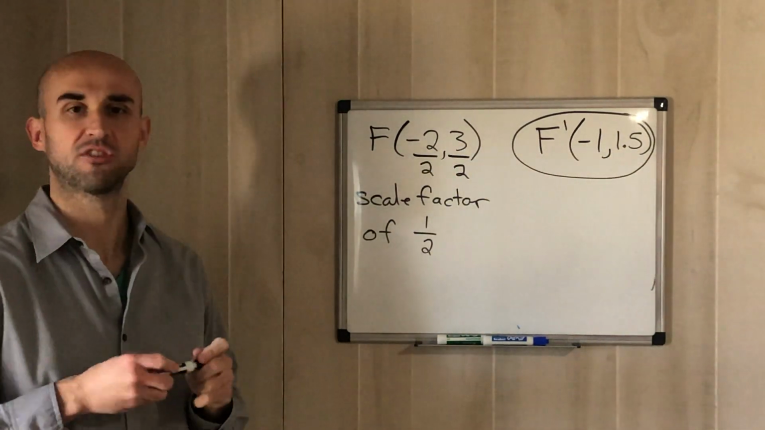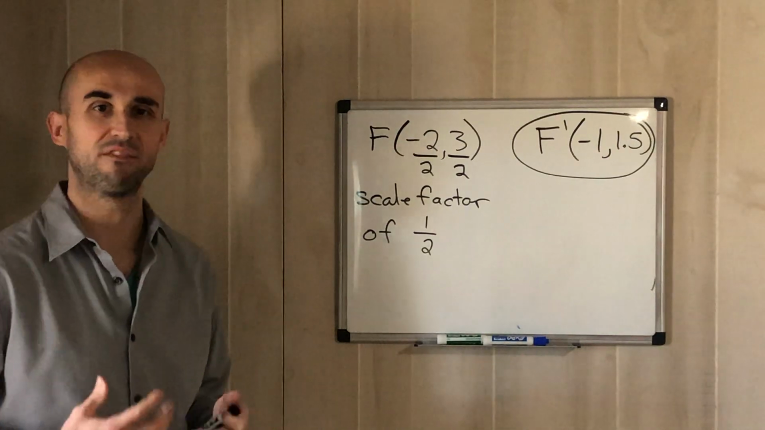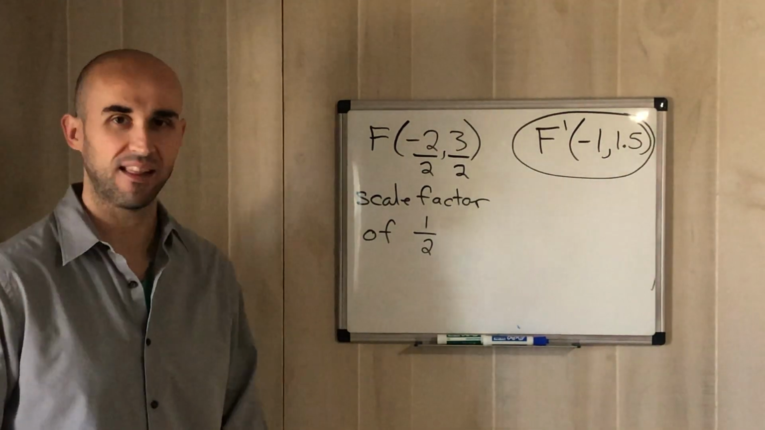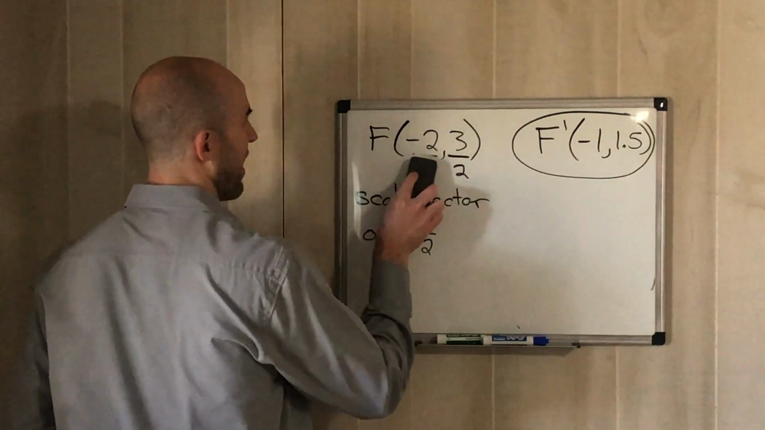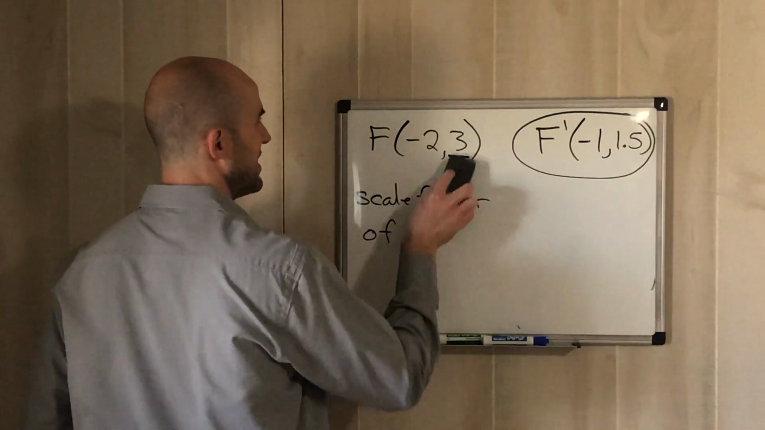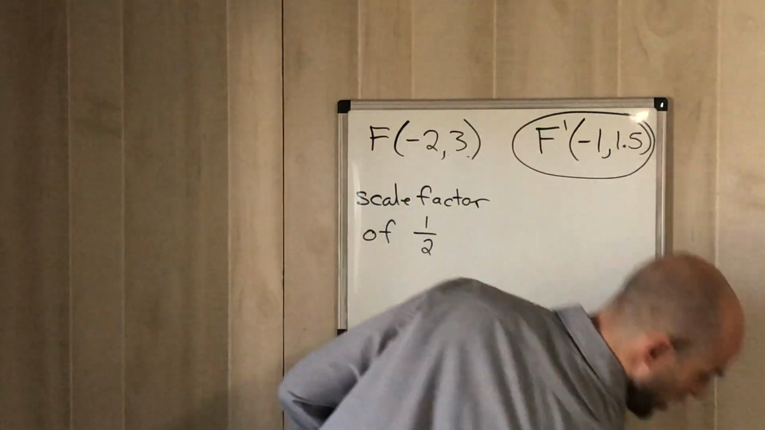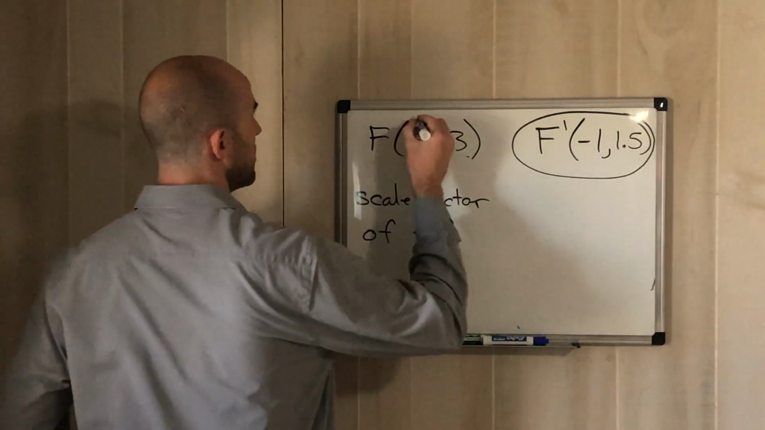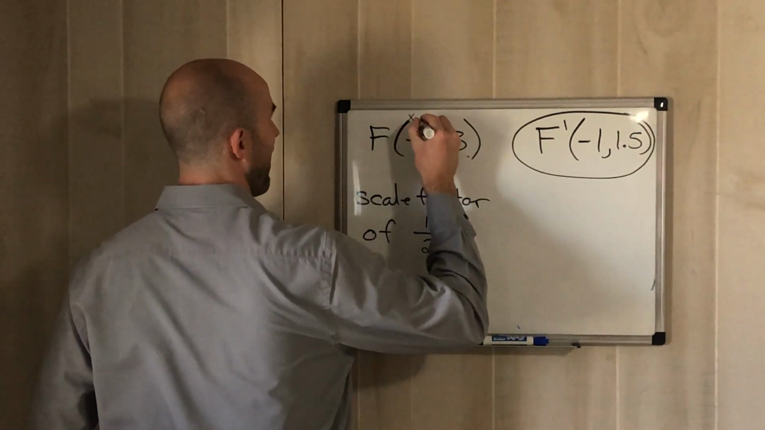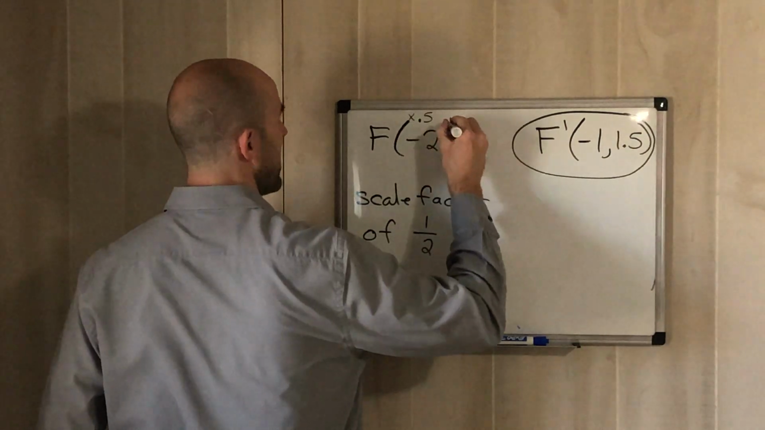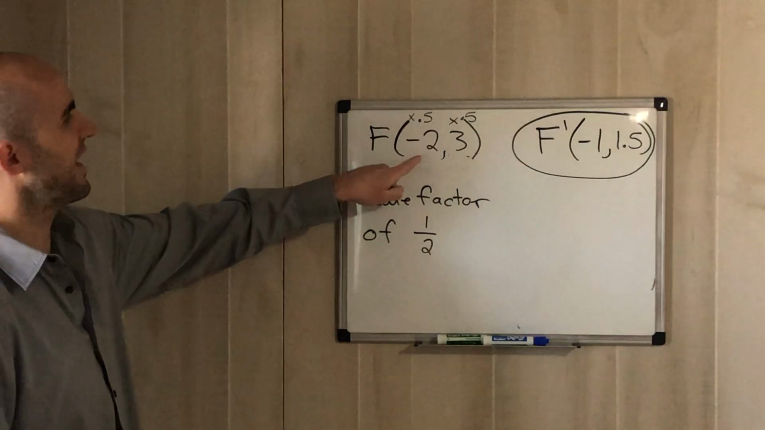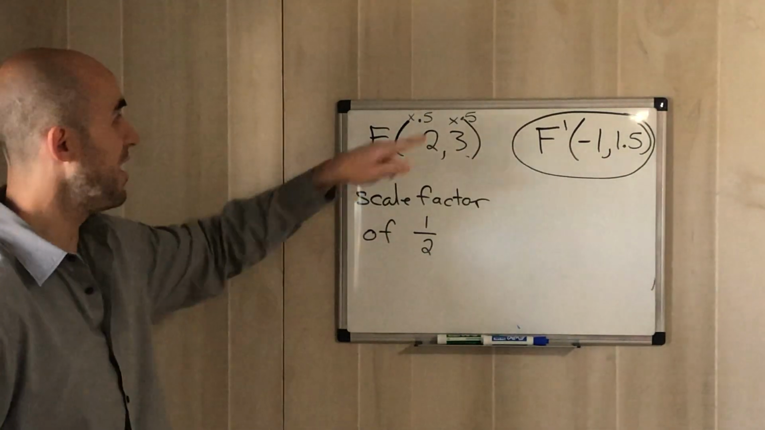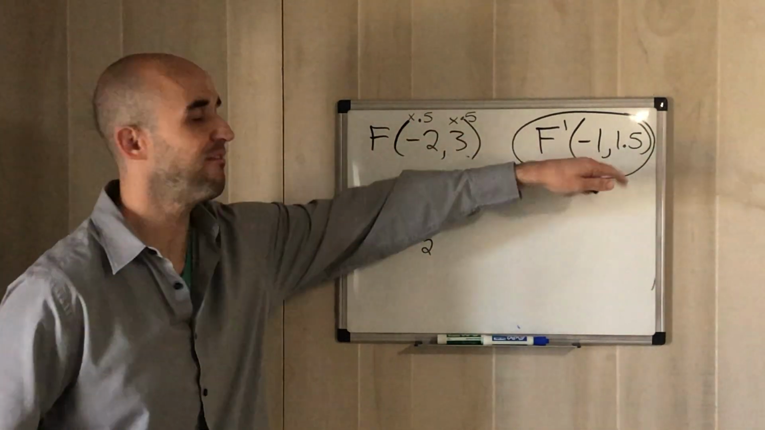And that's how you calculate the coordinates of the image when it's undergoing a dilation. You can do it that way, or we know that 1 divided by 2 gives us 0.5. So if it helps you, just do times 0.5 and then times 0.5. It'll give you the same thing. If you multiply -2 times 0.5, it'll give you -1. If you do 3 times 0.5, it'll give you 1.5.